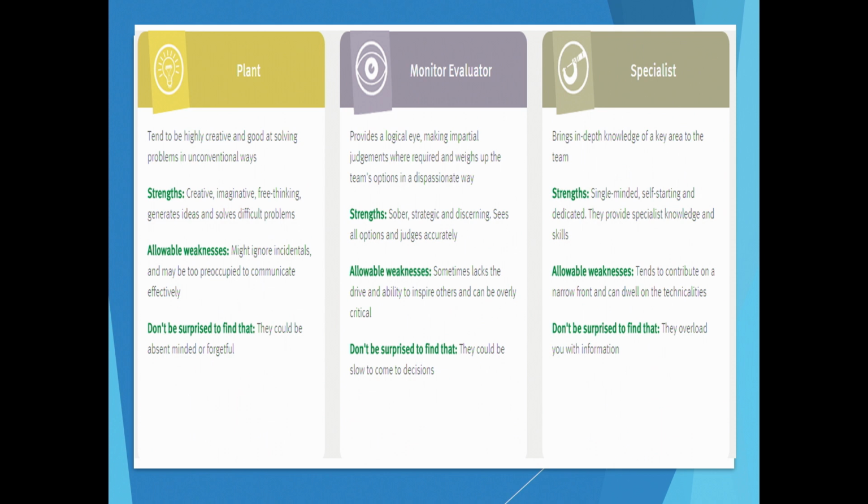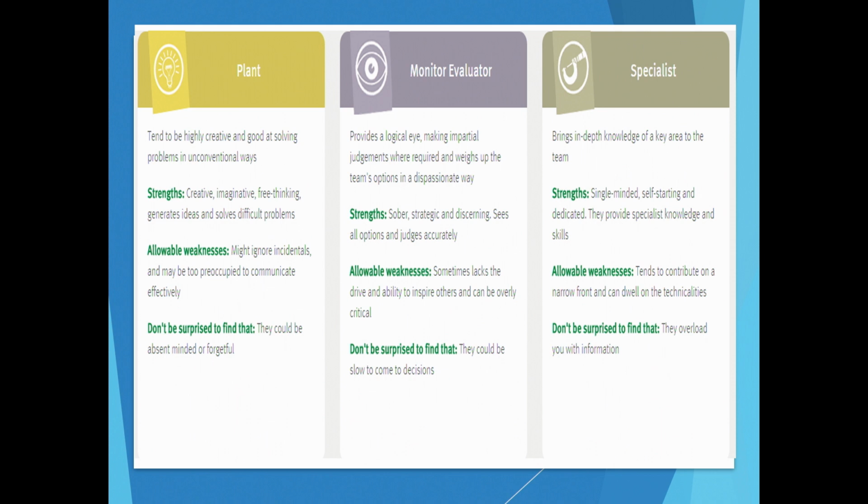If they were buying a car, they might want to know the fuel efficiency, the road tax for the year, all of the minor details of it. So, again, they're going to want to drill down into every aspect. Their strengths are that they're sober, strategic, and discerning, and they see all options and judge accurately. The weakness is that they sometimes lack the drive and ability to inspire others and can be overly critical. Because if you've got somebody sitting in the room going, no, no, no, that wouldn't work, it can put a bit of a dampener on great ideas when you really want to push things forward.